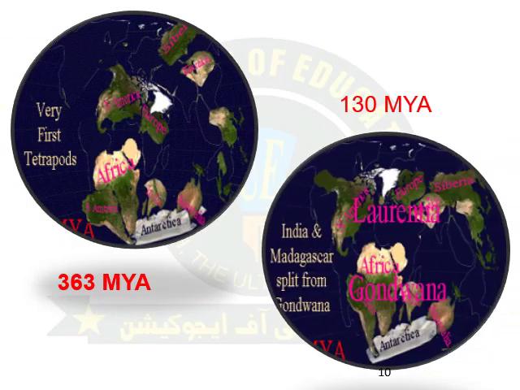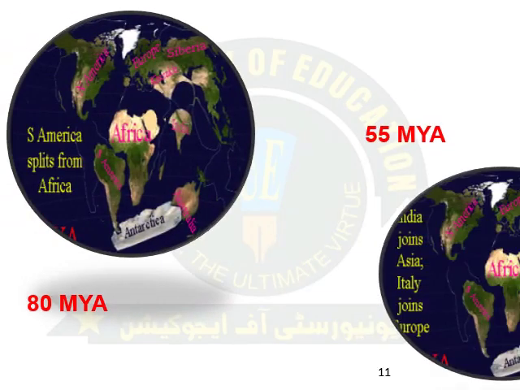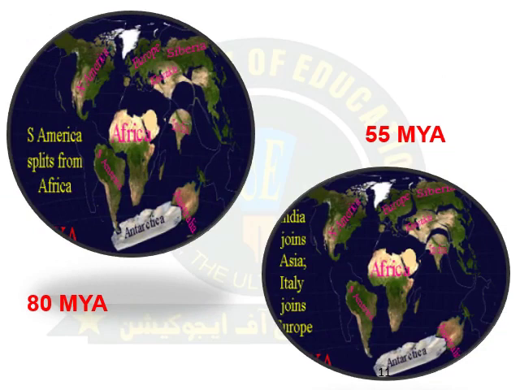Going to revise the history of our Earth. Approximately 363 million years ago, if you look, the face of Earth was looking like this picture. After 130 million years ago, you see the Laurentia and Gondwana lands. Approximately 80 million years ago, you see different continents getting separated from each other. And after 55 million years ago, approximately, you see India joins Asia, Italy joins Europe. So continuously, the face of Earth has been changing over time.